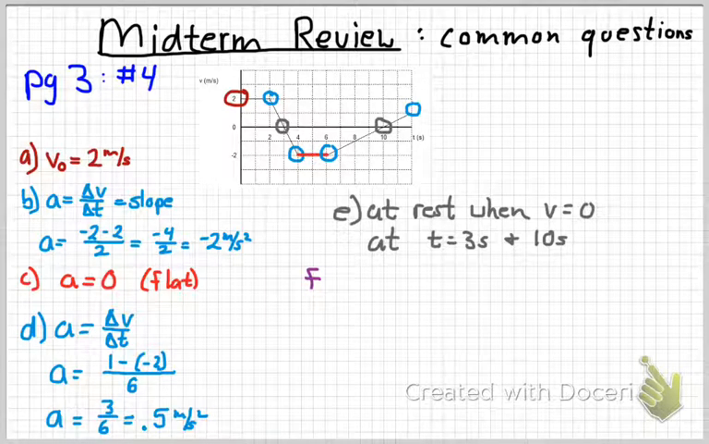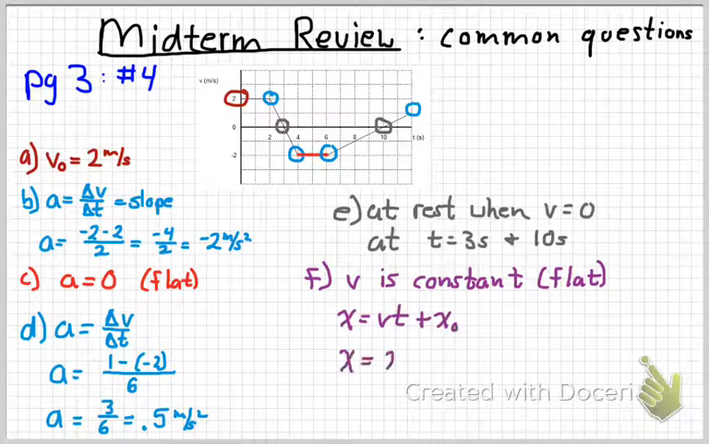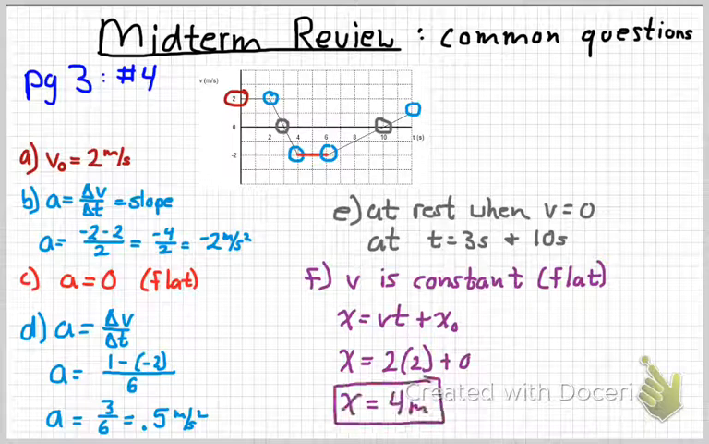Last question, question F. How far from the starting position is it after 2 seconds? First, you have to realize the velocity is constant. So I can use v equals delta x over delta t, or the x equals vt plus x0 equation. So substitute in your velocity, which is 2, get that from the graph, and 2 seconds, and you get 4 meters.